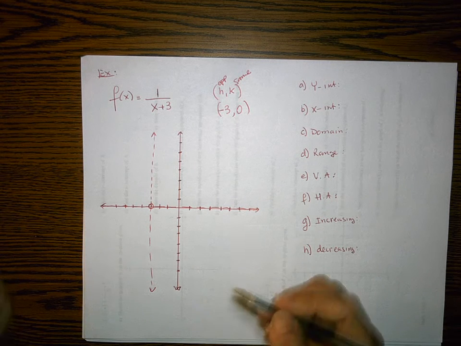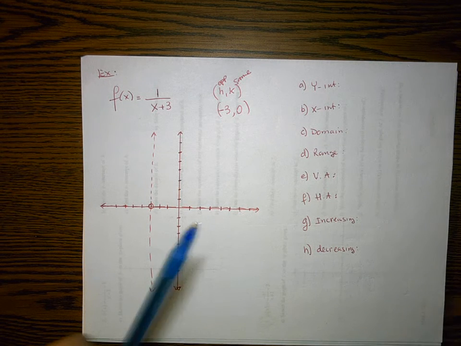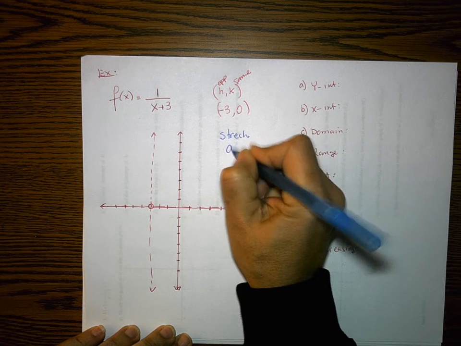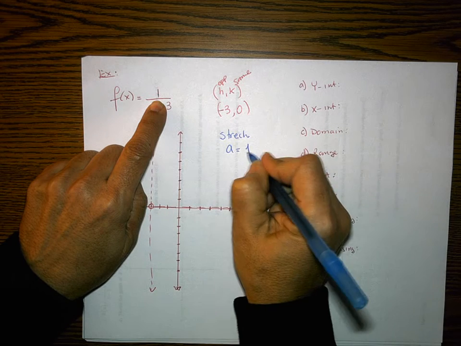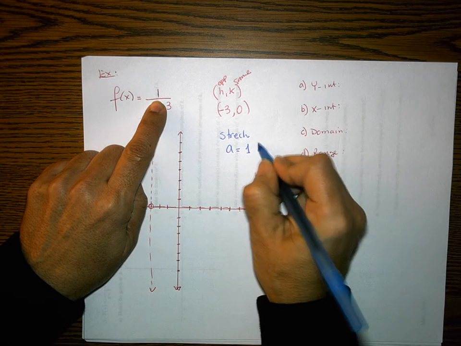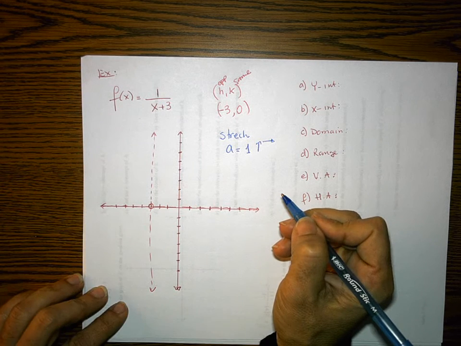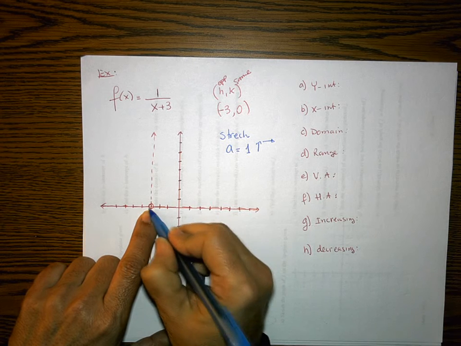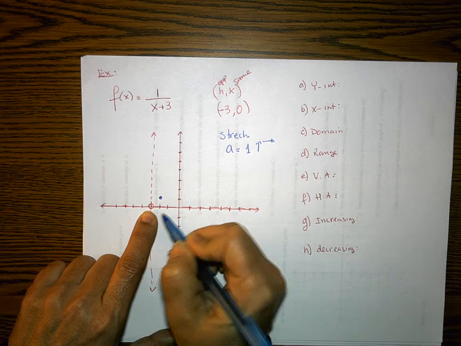So now I need to finish graphing my function. Let me use a different color pen here if I can. Let's identify the a value. The a value is our stretch. The a value is the numerator, and it happens to be a positive 1. Because it's positive, I'm going to move up 1 unit and then to the right 1 unit to create my very first point of the graph. So from this important asymptote value, I move up 1 over 1. So there is my very first point of the graph.